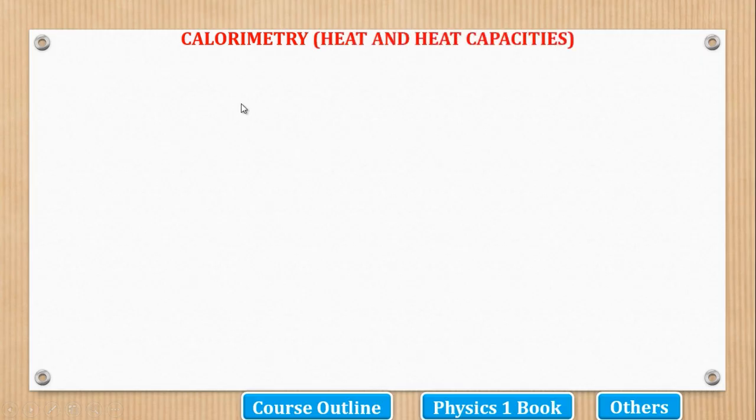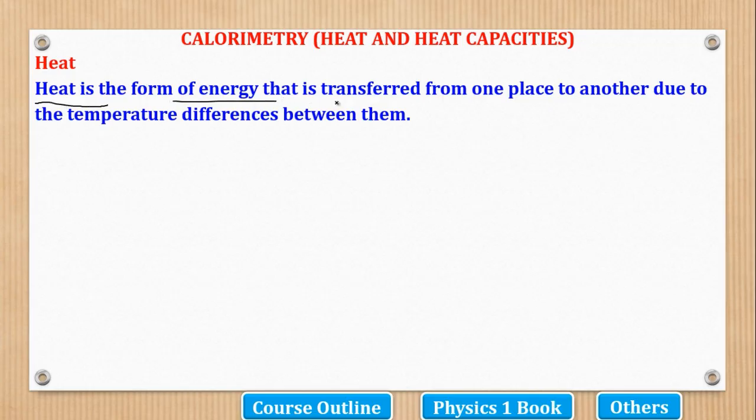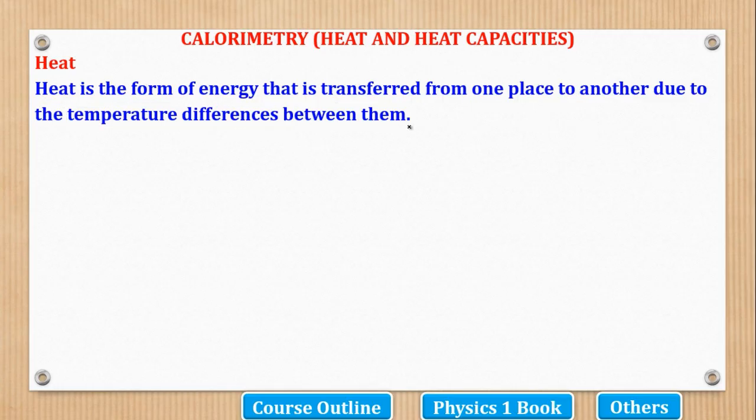We shall start our topic of calorimetry, and here we are interested in specific heat capacity, or what we call heat and heat capacities. We shall first look at the terms used. The first term is heat. Heat is the form of energy that is transferred from one place to another due to temperature differences between them. Like I said, we are interested in calculations, but we need some little theory to usher us into the calculations, so we have to know some of the terms before we go to the calculation part.